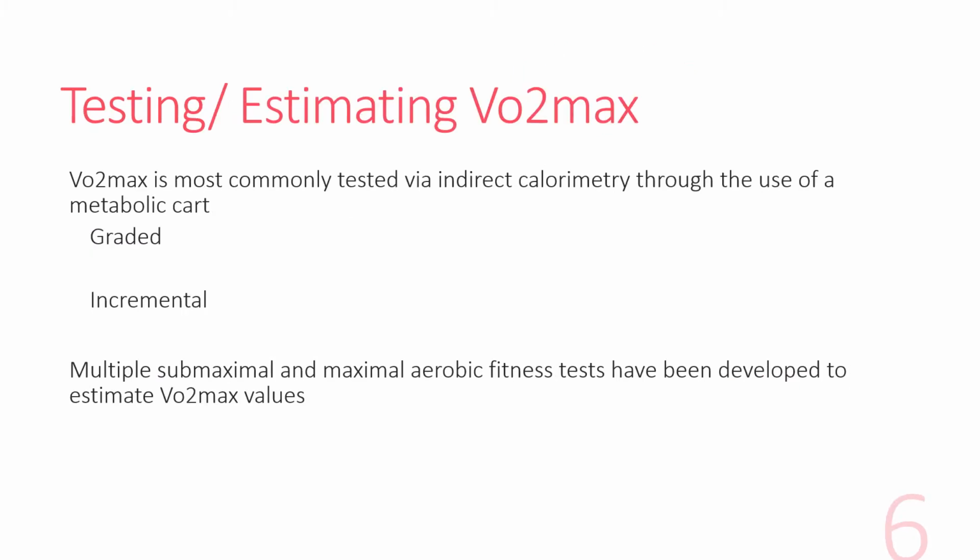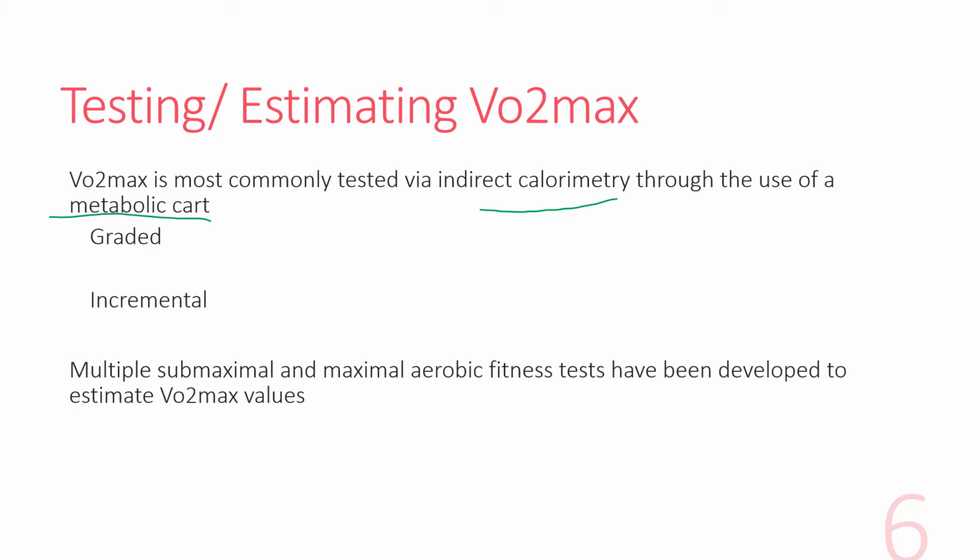Okay, so in terms of testing for VO2max or estimating VO2max, probably our best bet is to test VO2max on a treadmill via what's called indirect calorimetry, okay, through the use of a metabolic cart. So again, all of you met with me and learned how to use our metabolic cart.